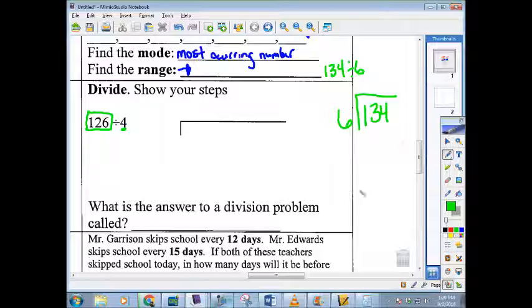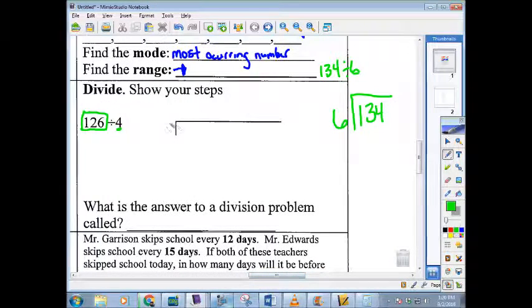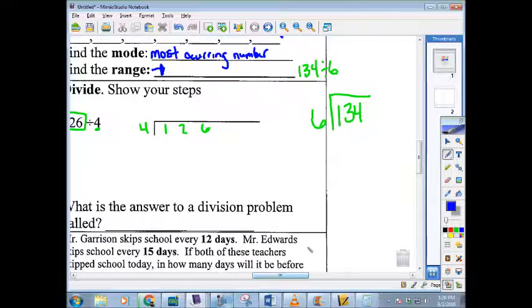Now, here we go. Oh, I'm sorry, the divisor would go outside. So this would be set up as 126, and then 4 would go there. I'm not going to do that one because I'd be just giving you the answer, and I don't want to do that. We're going to ask ourselves, can 6 go into 1?